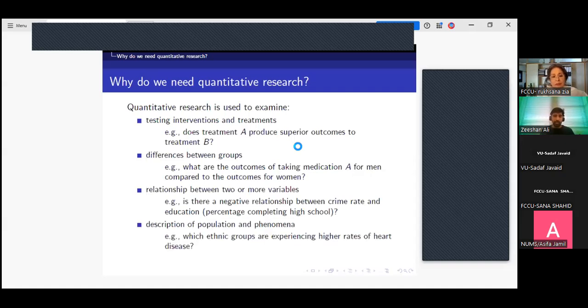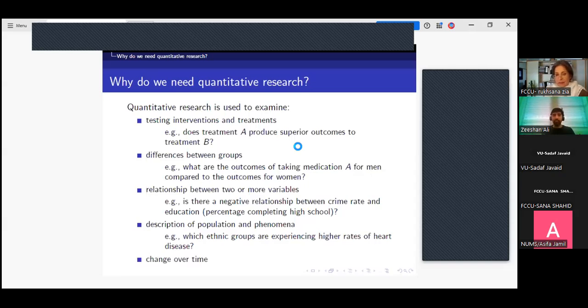Another important aspect that we can examine using quantitative research is the description of populations and phenomena. For example, if I as a researcher am interested to know which ethnic groups are experiencing higher rates of heart disease, in order to answer this question I again have to look at quantitative research methods.